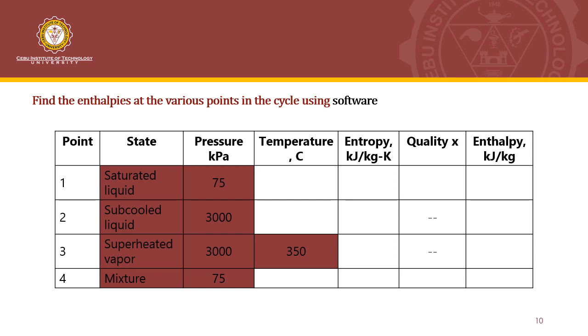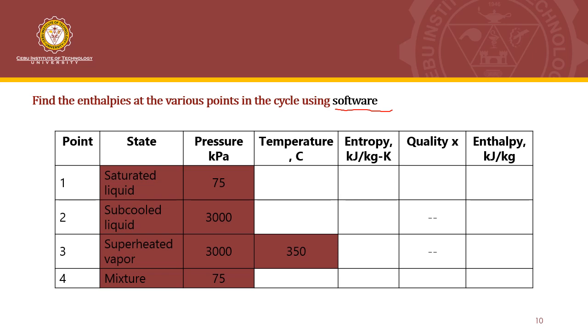We are also given that at point 1 the pressure is 75 kilopascal, at point 2 3000 kilopascal, the same with point 3 which is 3000 kilopascal, and point 4 is the same with point 1 which is 75 kilopascal. We are also given the temperature at point 3 which is 350 degrees Celsius. So what we are looking for is the enthalpy by using the software. So we're just going to compare later on if there is a significant difference between the software and that of the steam table.